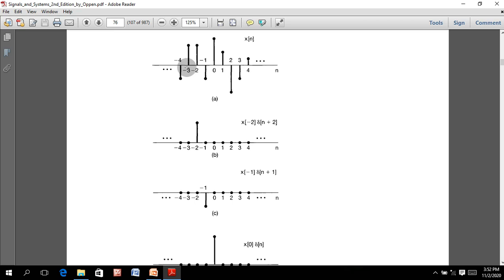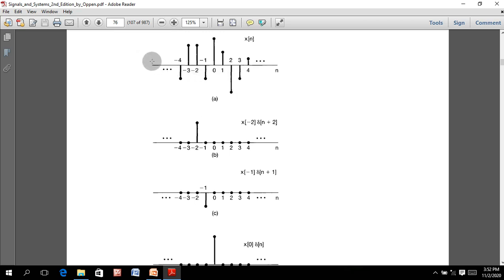Now, as soon as we put the value n is equal to minus 3, this signal will be x of minus 3. This signal will be x of minus 4, and the same way this signal will be x of minus 2. This signal will be x of minus 1. This signal will be x of 0, and this signal will be x of 1. And the same way, we can understand the whole signal.